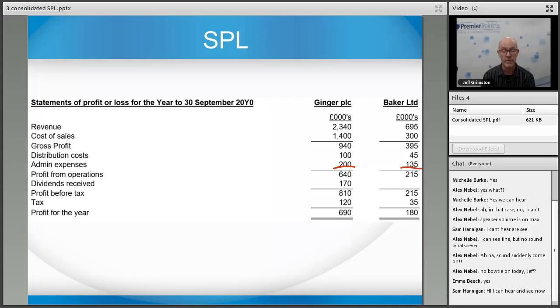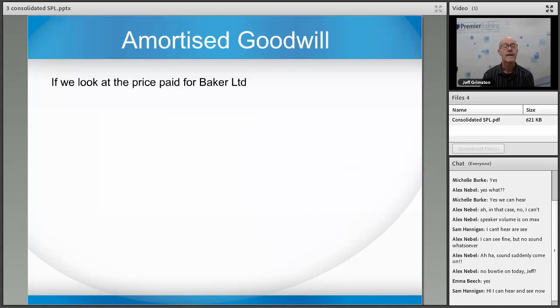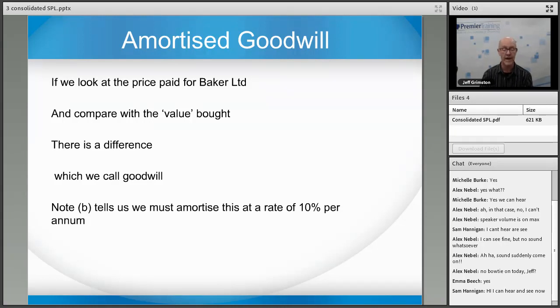Those are the first two elements in our working. The other item that we have to deal with, because it's got to go somewhere, is amortised goodwill. So if we look at the price that was paid for Baker Limited by Ginger PLC, compare that with the value of what they bought, and this was the theme of our first talk a couple of weeks back, there's a difference. The difference we call goodwill, and if we look at the notes, note B is telling us that goodwill arising on acquisition is to be amortized at a rate of 10% per annum.